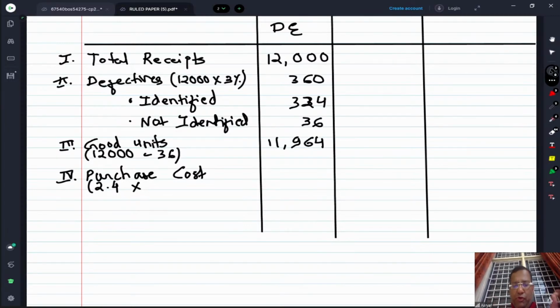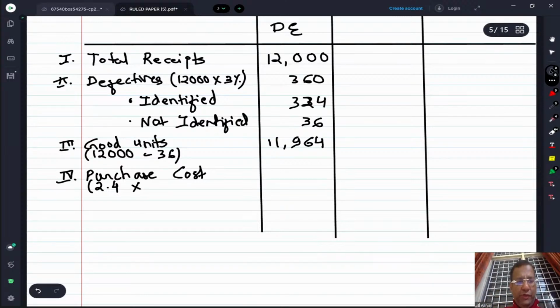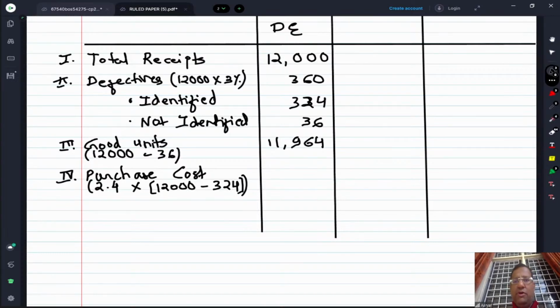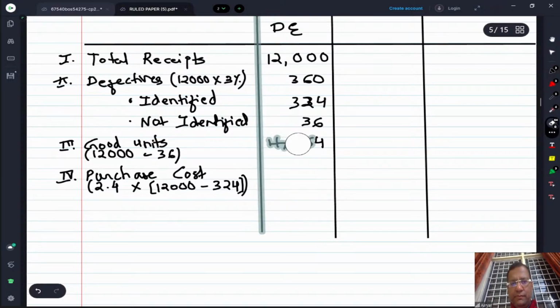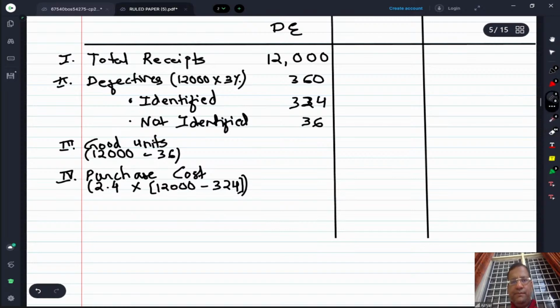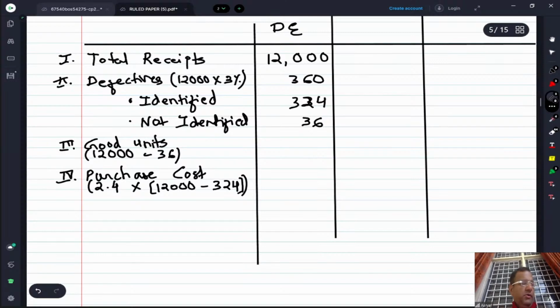है ना, बहुत सुपर क्वेश्चन है बेटा. वेरी गुड क्वेश्चन फ्रॉम ICI. तो यहां पे आएगा ये 12,000 माइनस 324. सो इट विल बी, बताइए मुझे बेटा, कैलकुलेशन करके बताइए कितना आ रहा है. What is the answer? 12,000 minus 324.